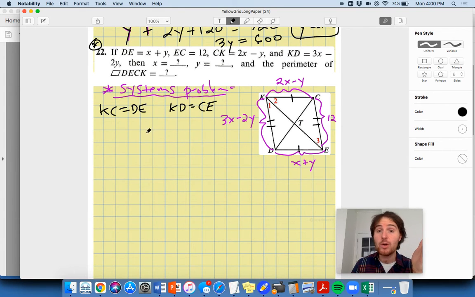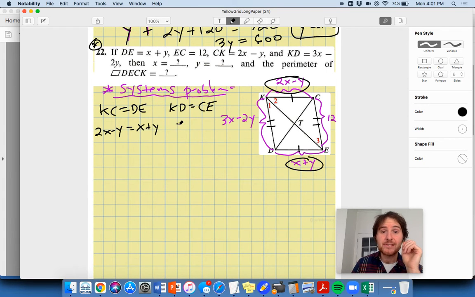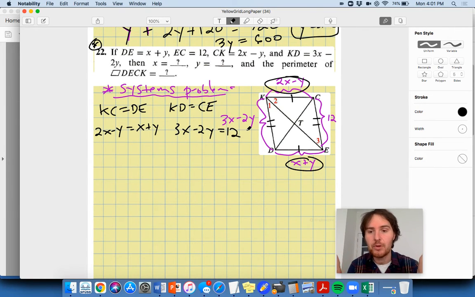So I can set up two equations, one of which is going to be, let's see, KC equals DE. I can set up 2x minus y equaling x plus y, right? I got that from right here, and I got that from right here, which I got originally earlier in the problem. Lots of stuff to keep track of here in math. KD is 3x minus 2y, and CE is 12. Okay, it's 12 here. So now I got a couple equations.